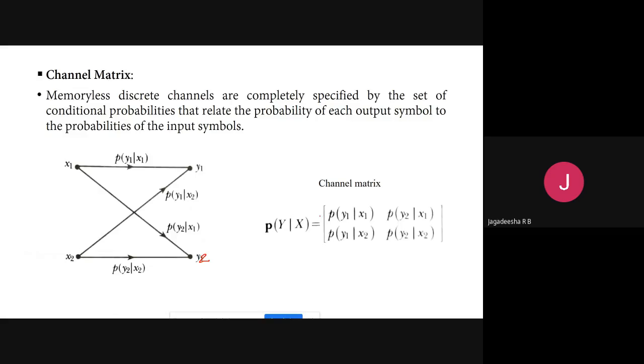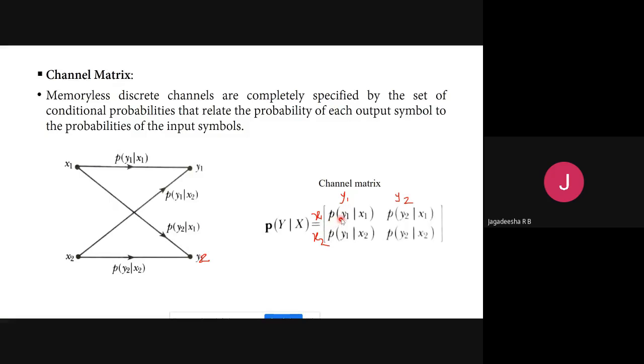So here you have X: x1, x2. Here you have Y: y1, y2. Right? So now you see here what we have written.